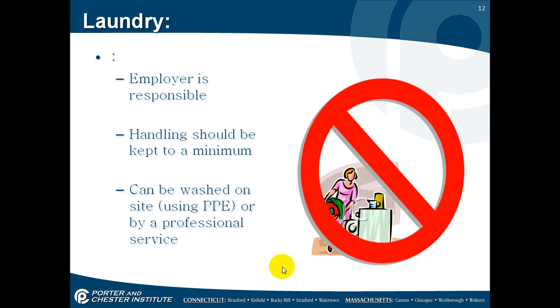Laundry. Employers are responsible, so they can either have a washer and dryer on site. They can use a professional service, or many of them do disposable gowns. But if they have a washer and dryer on site and the employees are doing the laundry, you have to use PPE. You have to be precautious about this.